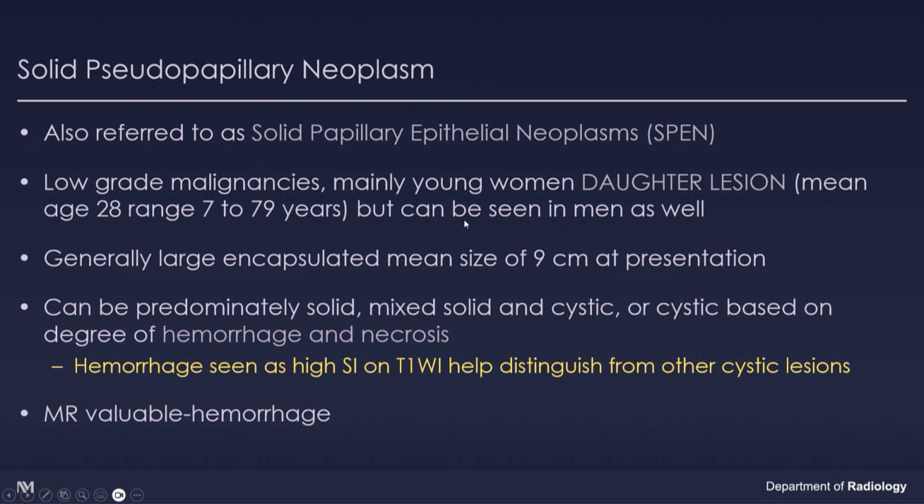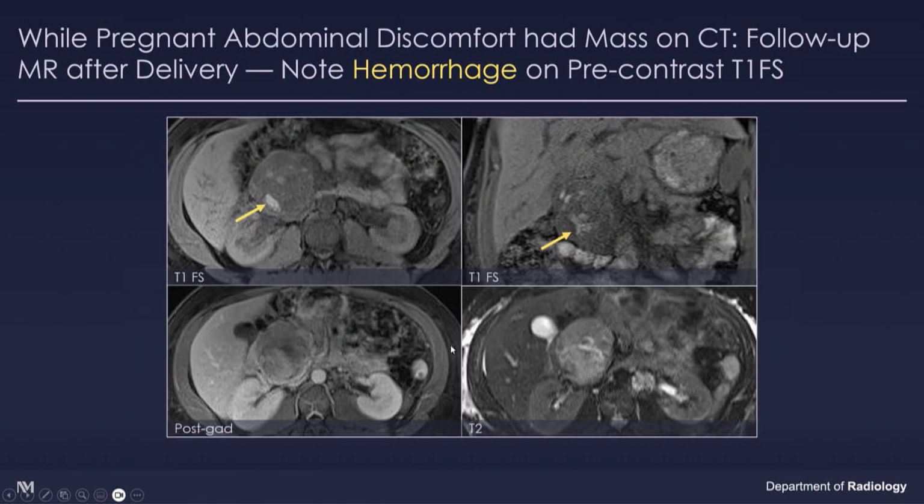These are low-grade malignancies. As I mentioned, this is the one they refer to as a daughter lesion. But again, I would base it on the imaging appearance, which is these are large encapsulated lesions. They can be solid, mixed solid and cystic, or cystic, depending on the degree of hemorrhage and necrosis. And MR sometimes can be helpful because it shows the presence of high signal intensity, as I'll show you, differentiating from other causes. So this is an example.